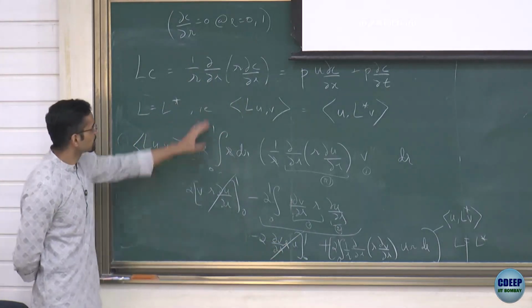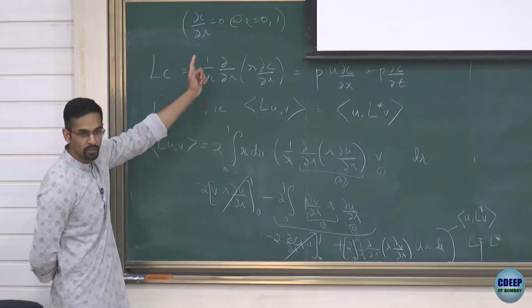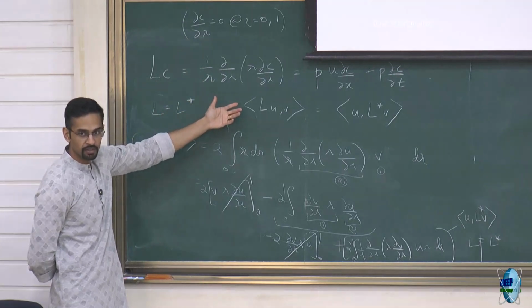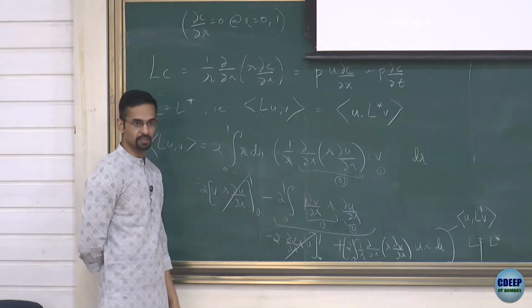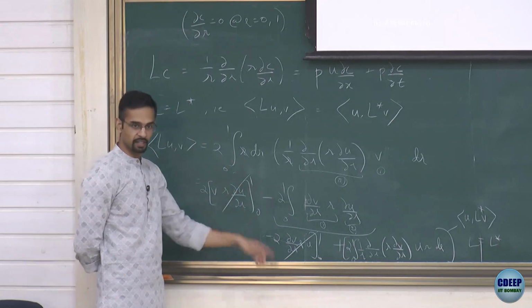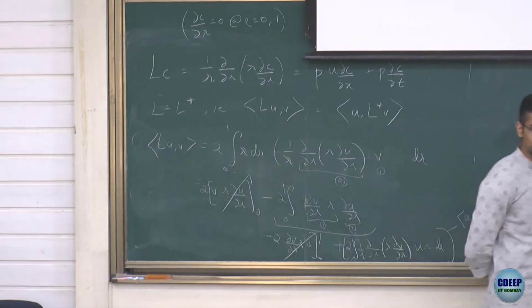Okay, so the same differential expression, if you like, with different boundary conditions can become not self-adjoint. That means the expression will stay the same, but the boundary condition would be different for the L star. But in this case, with no flux, I do have a self-adjoint operator. L is equal to L star. The boundary conditions are also the same.